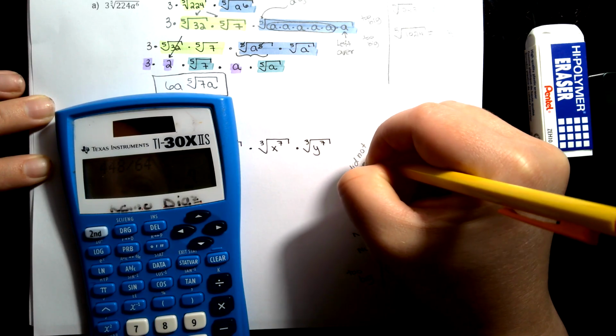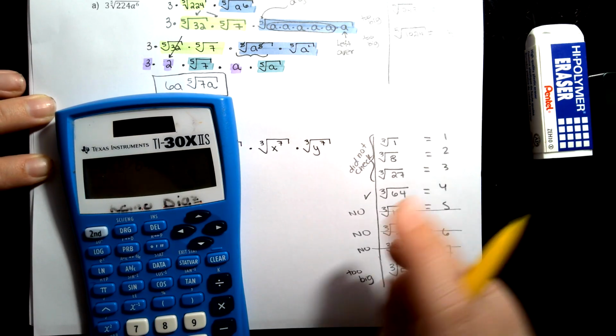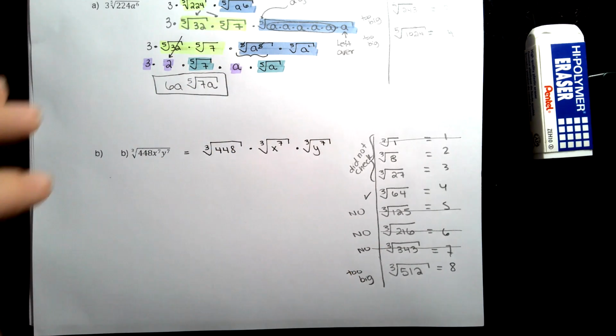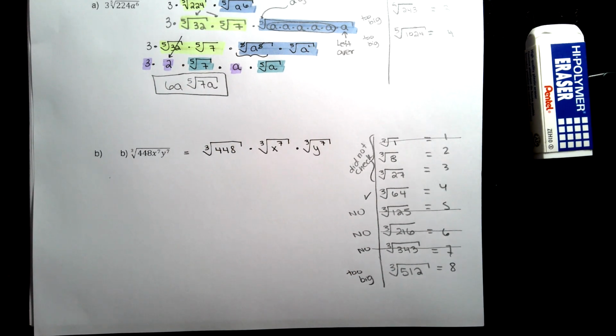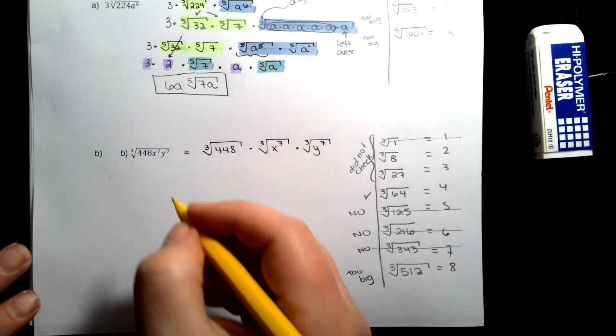Now, the remainder ones here, I did not check. One never works. We don't, I should say one always works, we don't use one. But I didn't check the 27 and I didn't check the 8. Perhaps they also go into 448, but we want the largest number. So let's go ahead and break this apart.